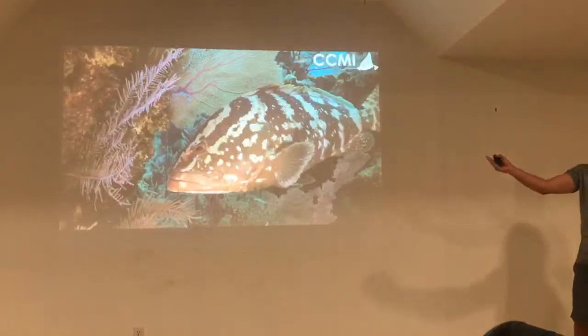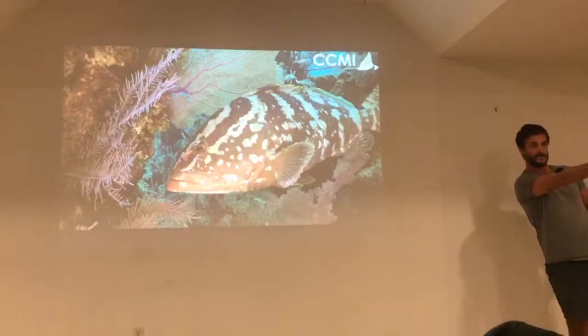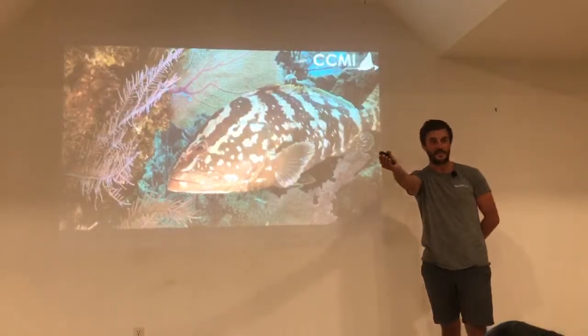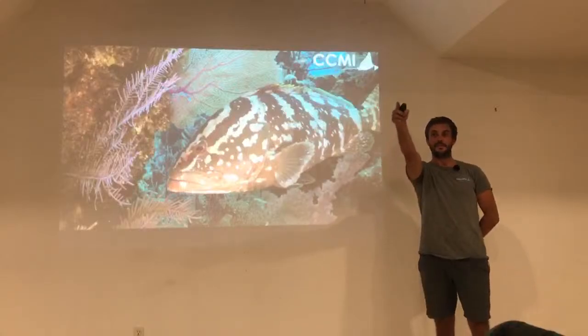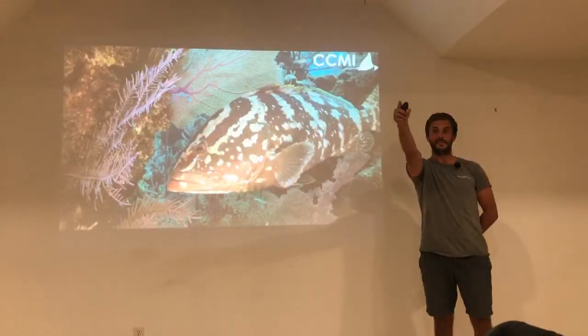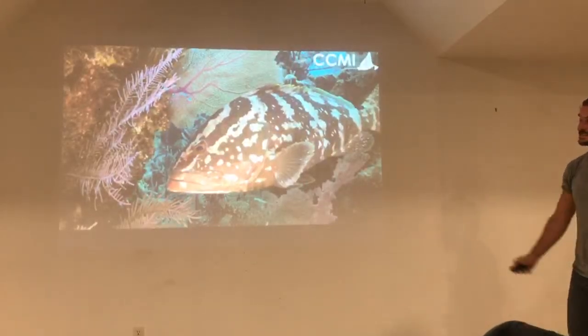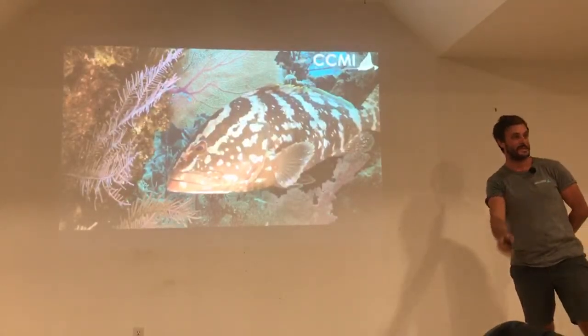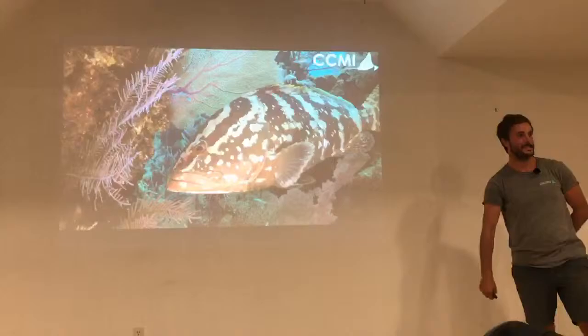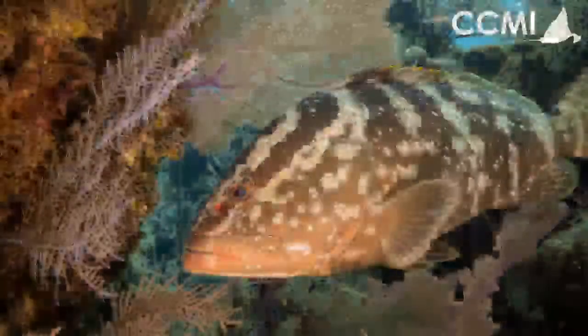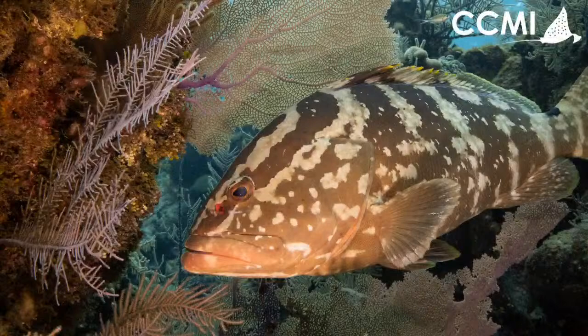Does anyone know what this is? Anyone know the scientific name? Epinephelus striatus. Okay, so you guys have been doing your grouper workshop, right? So yeah, I'm going to talk to you a little bit about some of the long-term projects outside of CCMI that have been going on with the spawning aggregation zones.